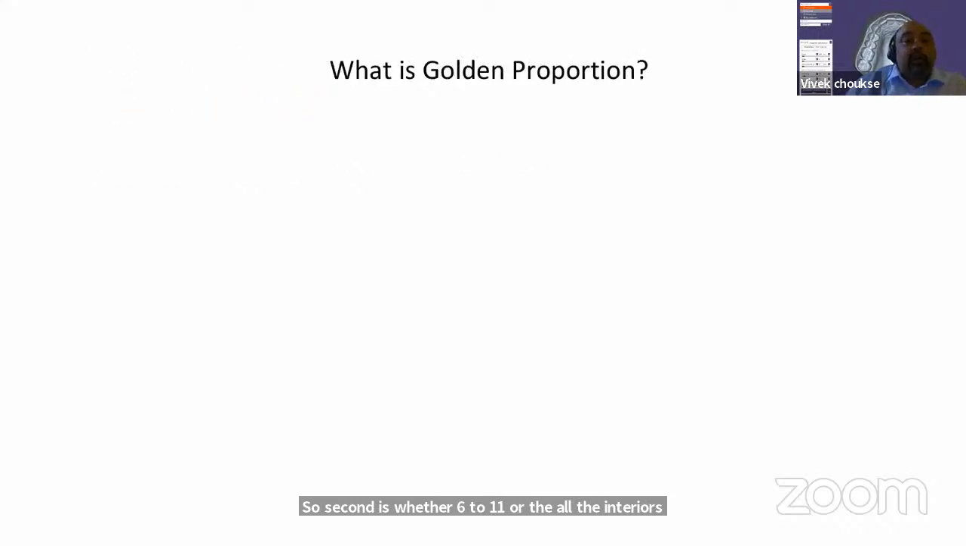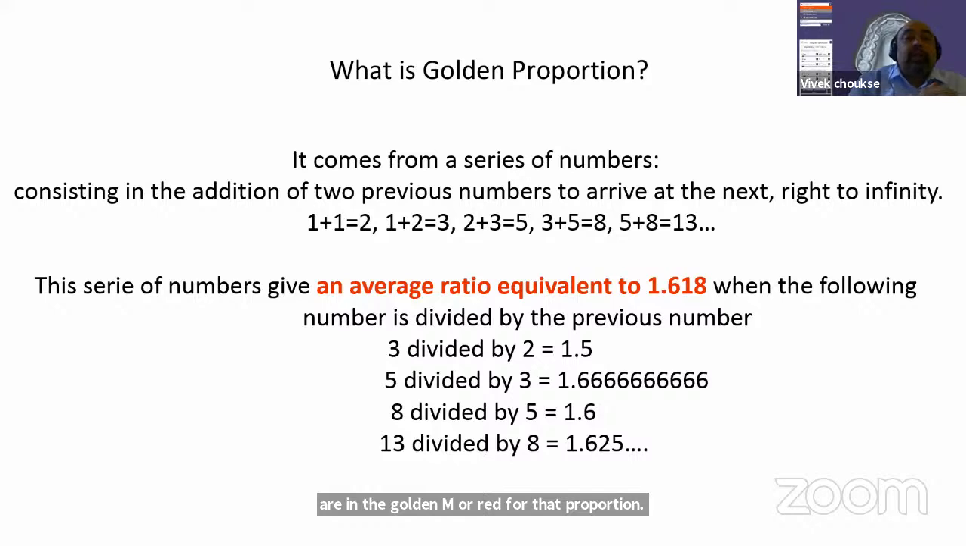So, as I told you, we will be talking about the golden proportion. So what is golden proportion? It consists of addition of two previous numbers to arrive at the next number, right to infinity, like 1 plus 1 is equal to 2. And when we add this 2 to 1, we come to 3, 3 plus 2 comes to 5, 5 plus 3 comes to 8. Such a series is known as the golden proportion series. And the ratio of the last two digits is 1.618. So this proportion is said to be a golden proportion.